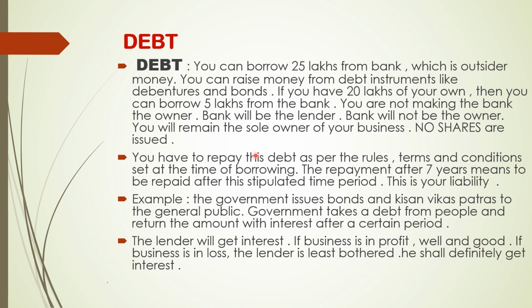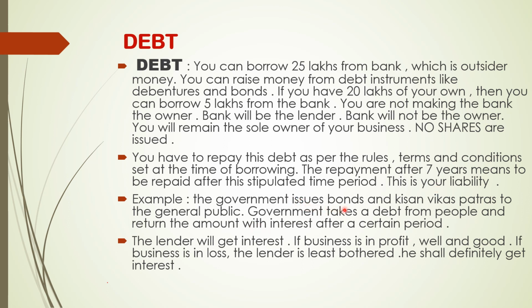As far as the repayment of this debt is concerned, the terms and conditions will be decided at the time of borrowing, and the repayment will be scheduled accordingly. If repayment after 7 years is decided, that means you have to repay the principal amount after 7 years and the interest you have to pay periodically as and when decided. So you create a liability. When you borrow funds from outside, you are not sharing the ownership; you are creating a liability for the principal and a liability of paying interest for each period.